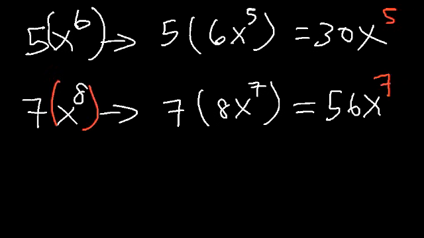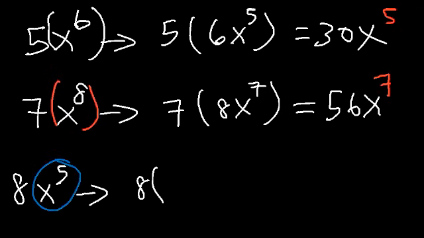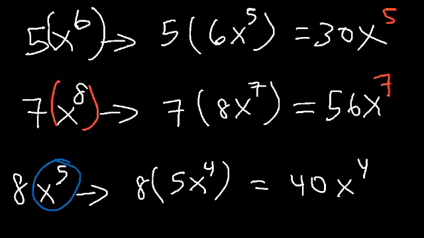Let's try one more example. What's the derivative of 8x to the 5th power? So differentiate just this part, x to the 5th, which is 5x to the 4th. So 5 times 8, that's 40. So it's 40x to the 4th power.